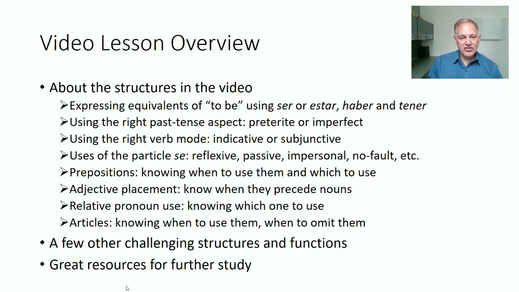Talk about prepositions, right? Knowing which preposition to use and when you need to use one. Also talk about adjective placement, because what's problematic there is that sometimes an adjective might come before a noun. Talk about relative pronouns and articles, in particular definite articles. So those are the topics.